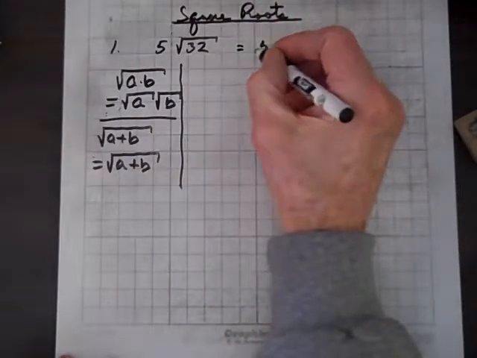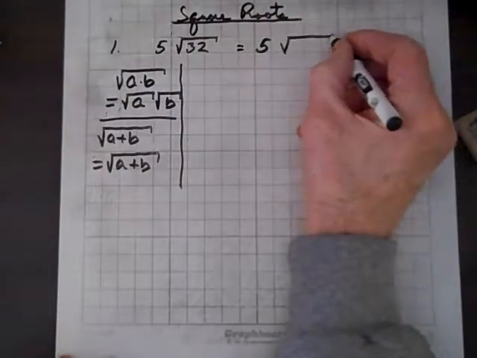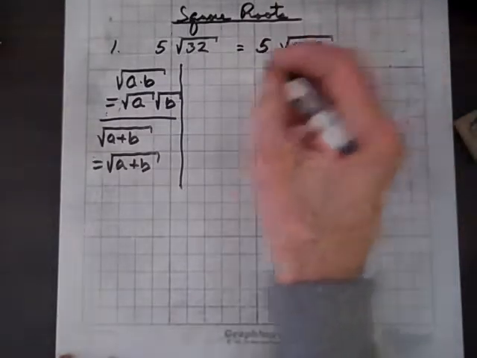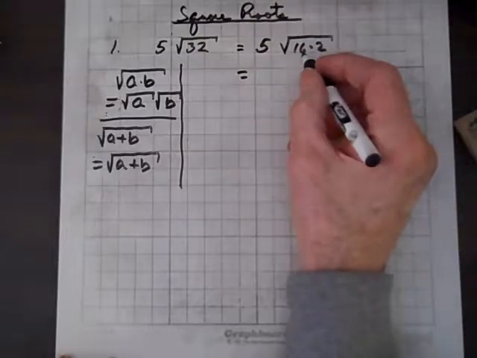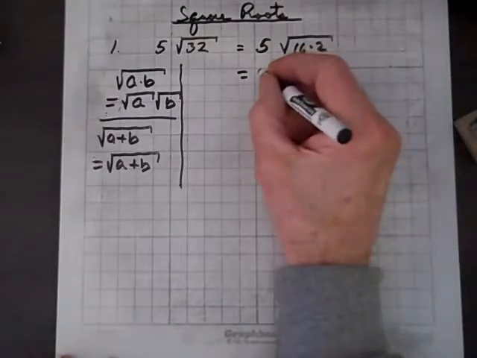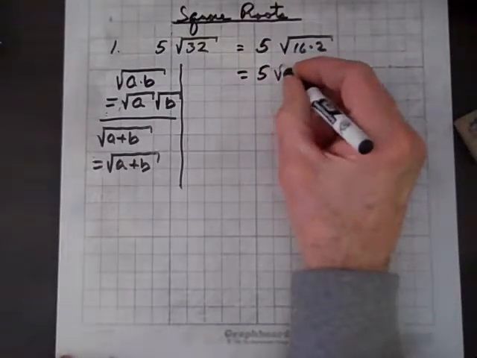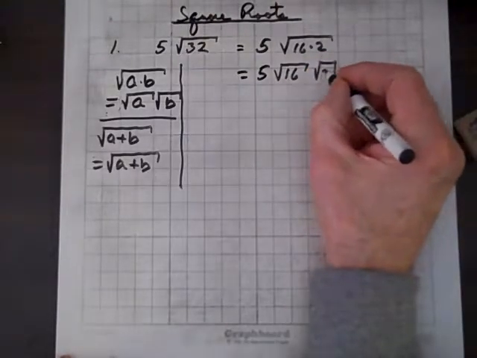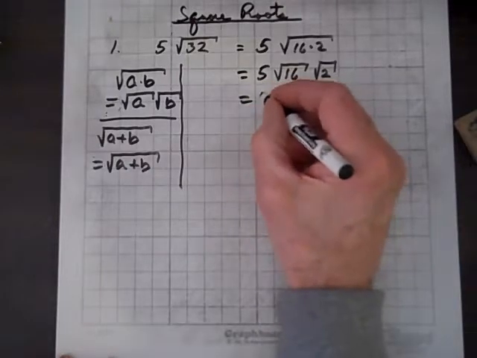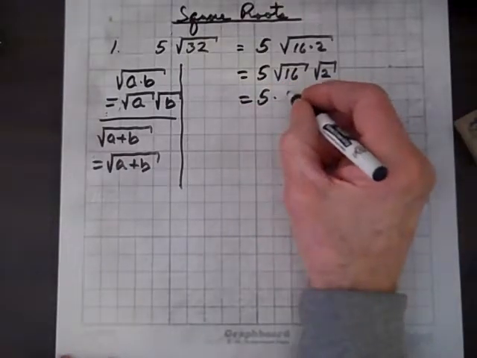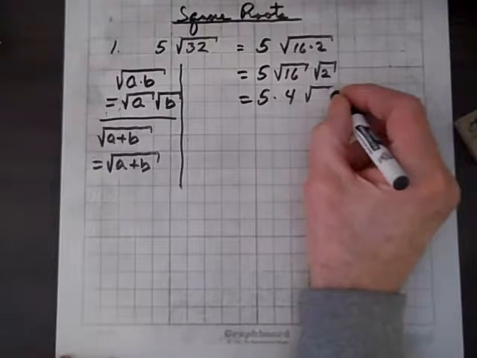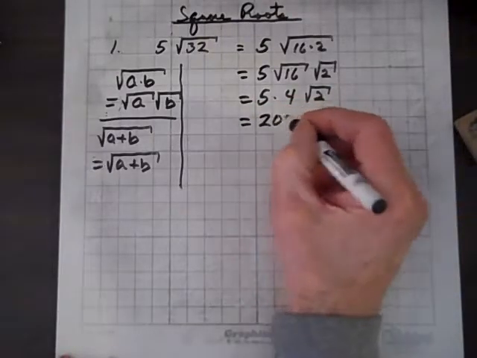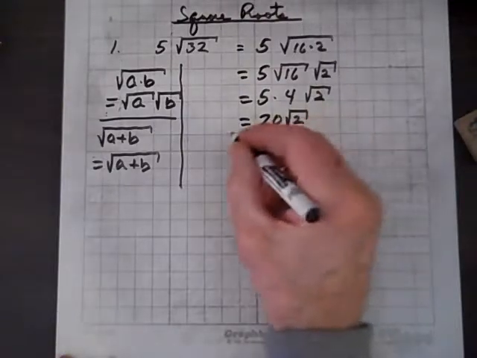So 5 times the square root of 16 times 2. Now notice, 16 is a perfect square, so we'll do this the long way. 5 times the square root of 16 times the square root of 2, and that equals 5 times, and the square root of 16 is 4, and root 2 is just root 2, and so that equals 20 root 2, and we're done.